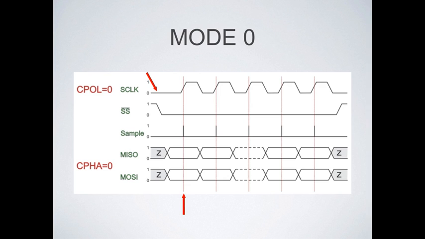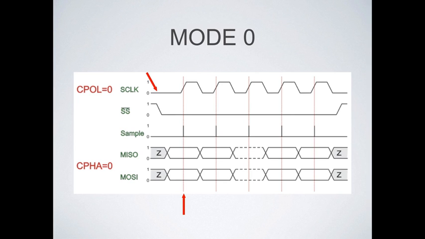Now, let's take a look at what mode 0 is going to look like. Mode 0 is when the clock polarity is equal to 0 and the phase is equal to 0. What that tells us is that it's inactive low, and we are going to be sampling data on the leading edge. You can see at the very top, the clock is low, and then when it goes high, we want to sample data on the leading edge. So where you have this green line is where you want to sample data.